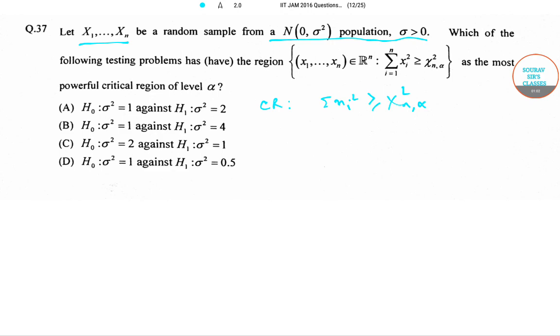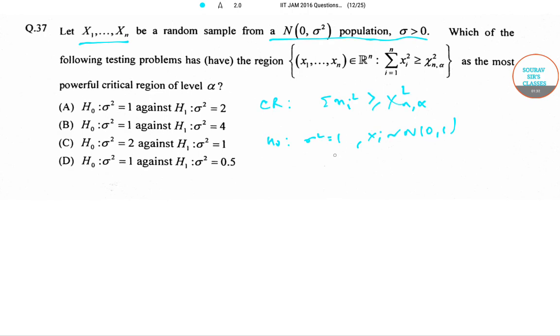Now since under H naught we have sigma squared equal to 1, xi follow normal 0, 1. So the critical region can be given as, for an upper one-tailed alternative hypothesis, H1 equal to sigma squared greater than 1.